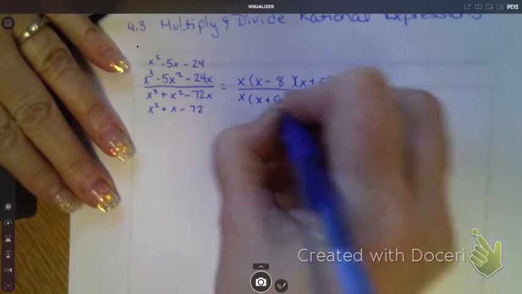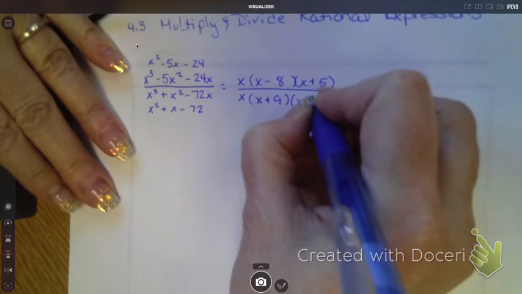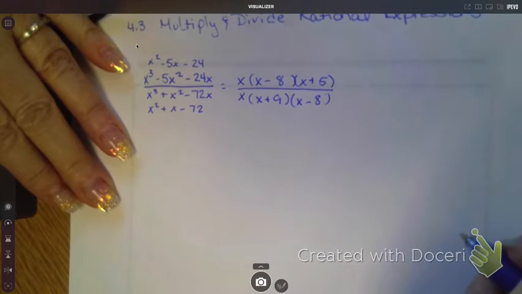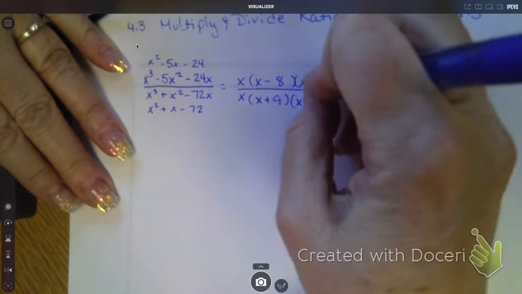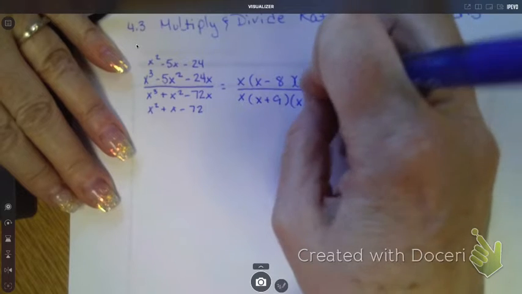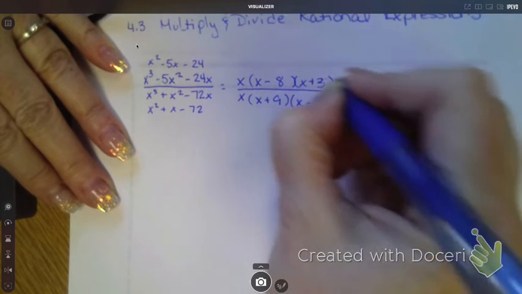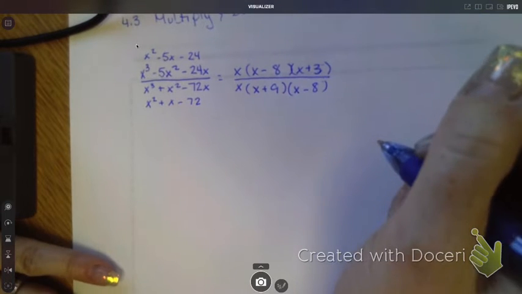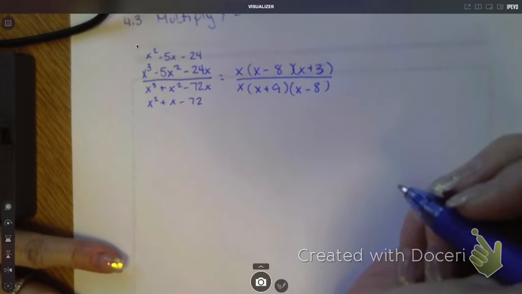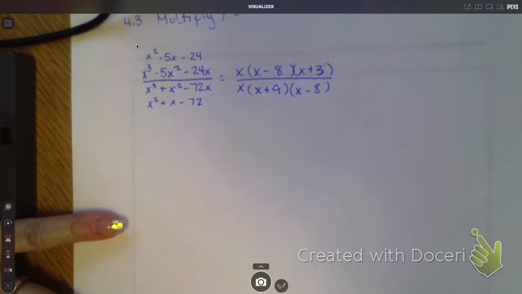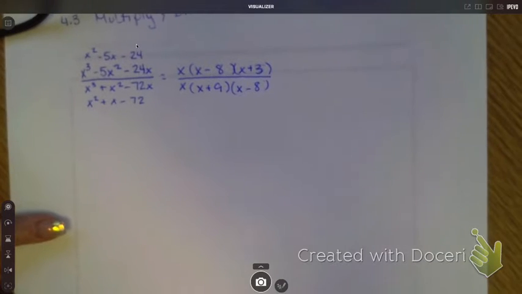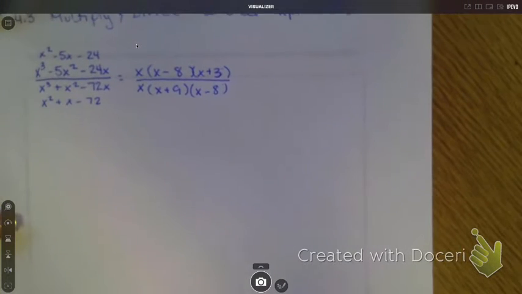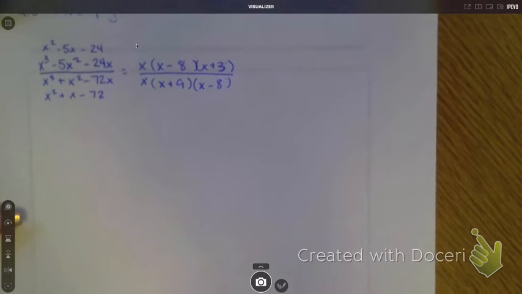Okay. And what do you do after that? Where did you get plus 5? Would it be plus 3? Oh, yes. Yes, it would be plus 3. You're correct, because I saw the 5 and wrote 5. Okay, now what? Reduce. Thank you. So I'm going to reduce.